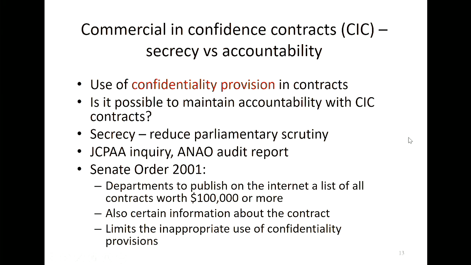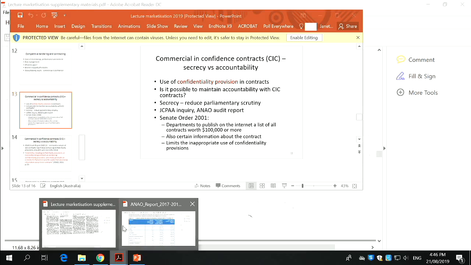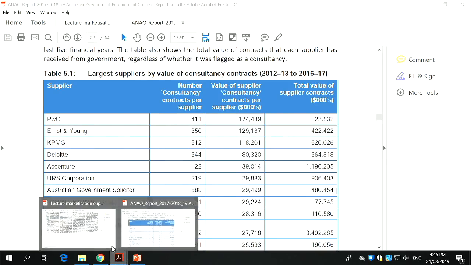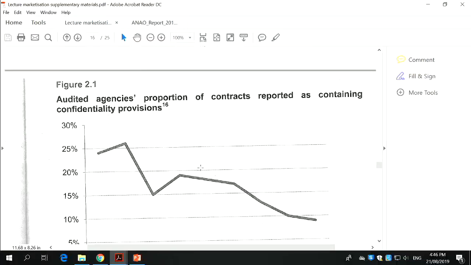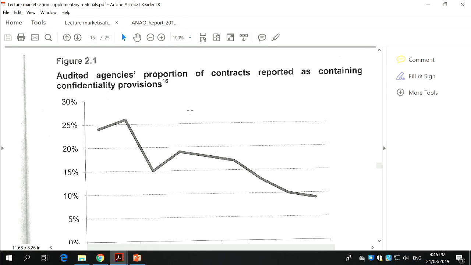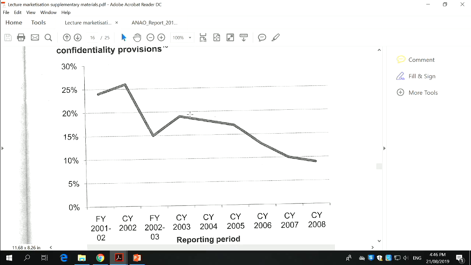And the Senate also required the auditor to undertake an audit of the contracts, as a kind of review of the contracting. Now, I'll show you some of the findings of the ANAO audit of the contracts. Now this one is back to the 2009-10 audit.